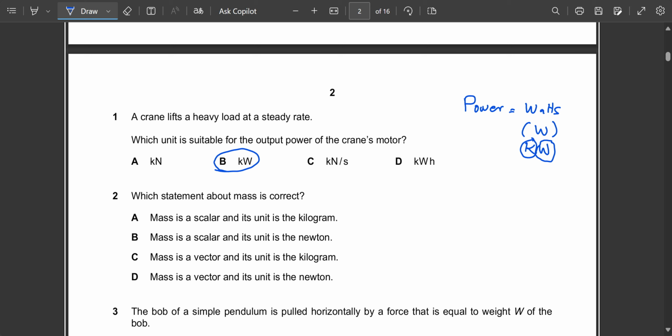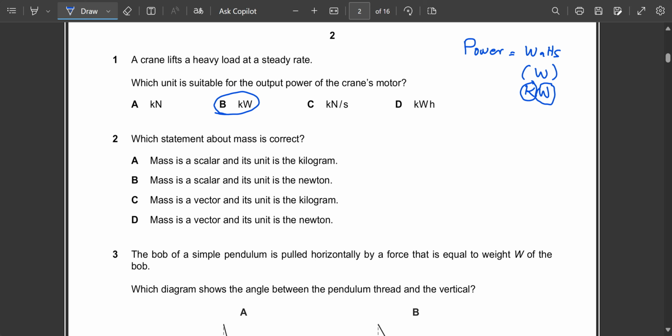In question number 2, it says which statement about the mass is correct? Mass is a scalar quantity. Yes, it's a scalar quantity, and its unit is the kilogram. So question number 2, A is correct. Mass is a scalar quantity, it does not have a direction, and newton is the unit for the weight, not for the mass. So that's why your A option is the correct one.